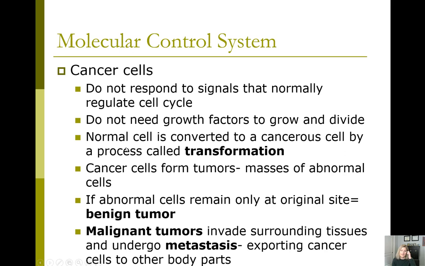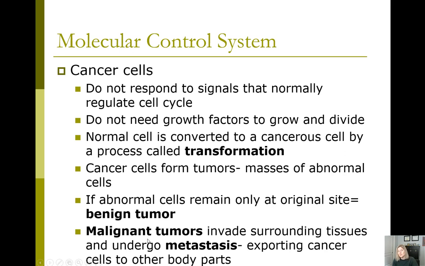Normal cells can be converted to a cancerous cell through something called transformation. We end up with basically a clump of abnormal cells. And that clump of abnormal cells is what we call a tumor. Now, there are different types of tumors depending on what's going on. If that clump of abnormal cells stays in one place and doesn't go anywhere, we call it a benign tumor. So some of you might have benign tumors. No need to worry because they're just going to sit there. You just have a clump of cells that shouldn't be there, but they're not doing anything, so it's okay.